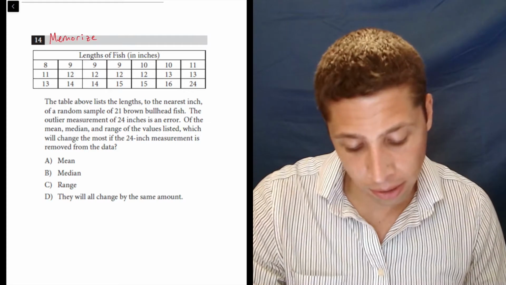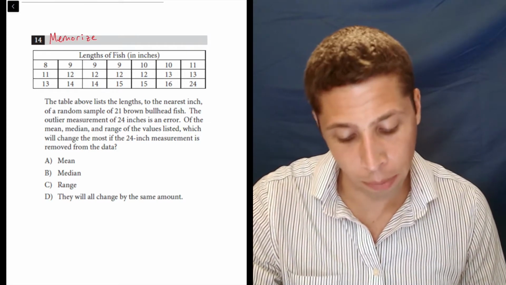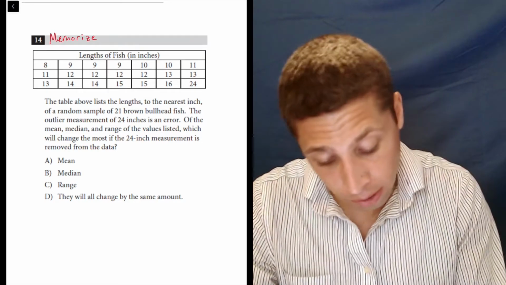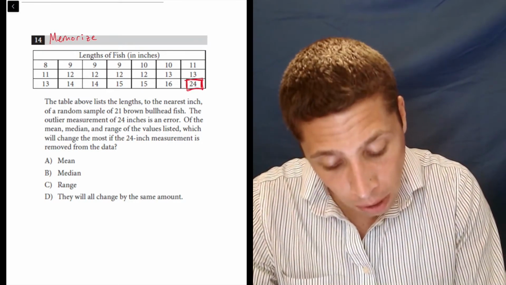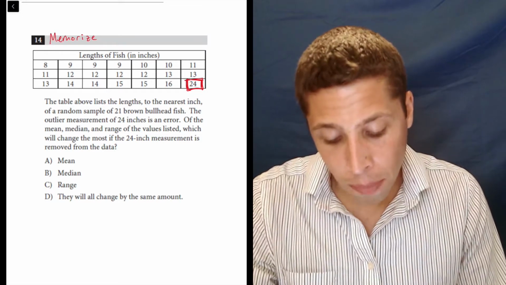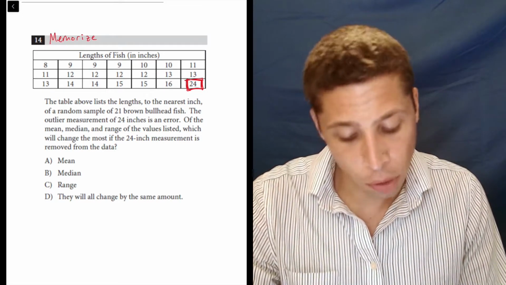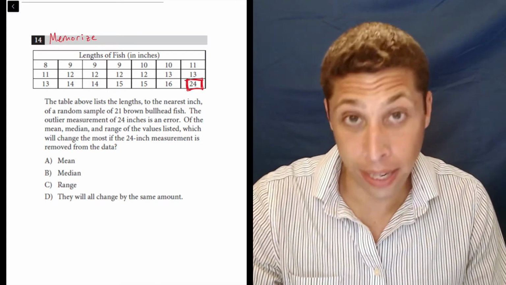The table above lists the lengths to the nearest inch of a random sample of 21 brown bullhead fish. Okay, great. The outlier measurement of 24 inches is an error, so that's here. And we can see it's very far out, right? That's an error. Of the mean, median, and range of the values listed, which will change the most if the 24-inch measurement is removed from the data?